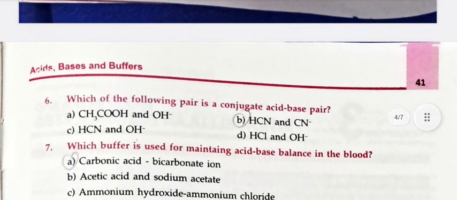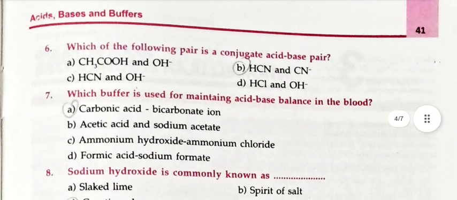Which of the following pair is a conjugate acid base pair? Conjugate acid base pair: hydrogen cyanide and cyanide, and you can tell that acetic acid and hydroxyl also comes under acid and base pair.